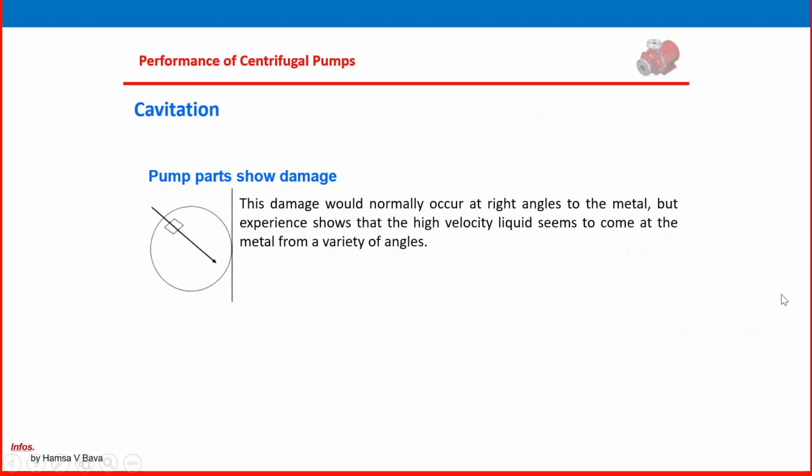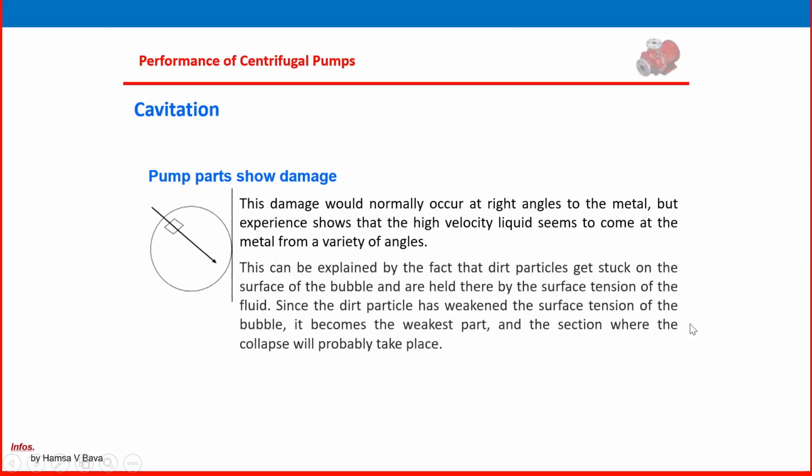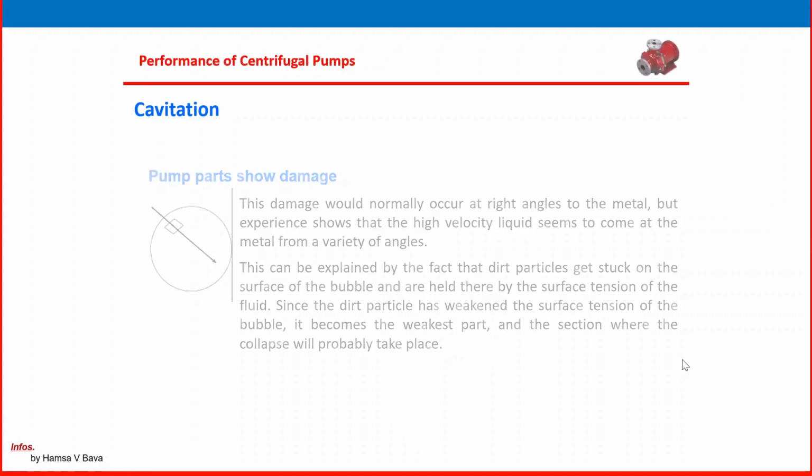Another is pump parts show damage. This damage would normally occur at a right angle to the metal, but experience shows that the high velocity liquid seems to come at the metal from a variety of angles. This can be explained by the fact that dirt particles get stuck on the surface of the bubble and are held there by the surface tension of the fluid. Since the dirt particle has weakened the surface tension of the bubble, it becomes the weakest part and the section where the collapse will probably take place.